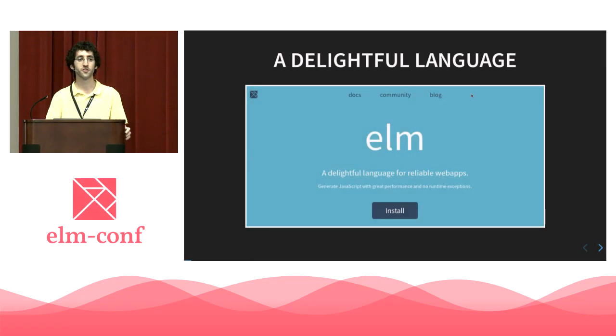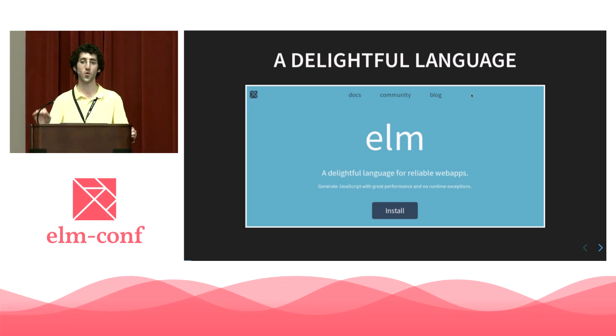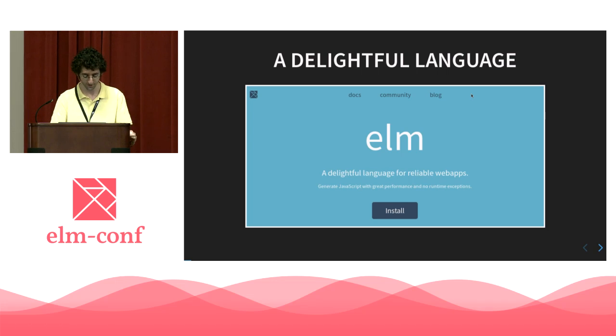The Elm homepage describes it as a delightful language. And I really like that description because it focuses on the experience of using it, not just the end result or the technical aspects. But it also describes it as a language for web apps, which is practically just begging the question, can you do other things with it too?